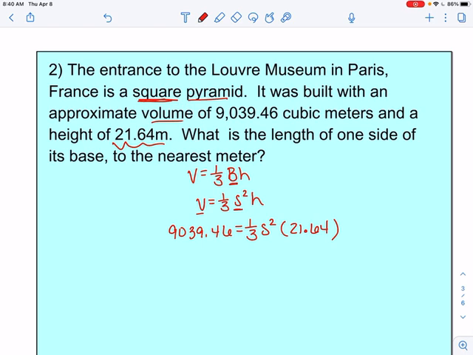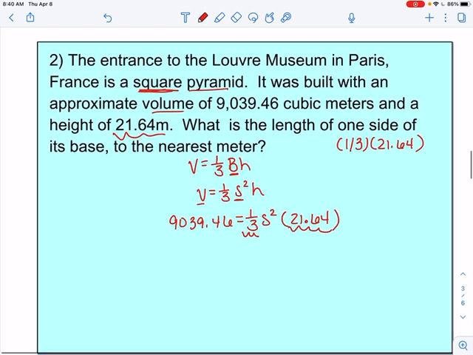Okay, so it does not matter what you do first here. It's all one and the same. What I would do is I would just simplify the right-hand side first. What does that mean? I'm going to take 1/3 of 21.64. So again, you can either do 1 divided by 3 times 21.64 in the calculator, or just take 21.64 and divide it by 3. It's going to give you the same answer, so it does not matter. So I'll bring down that 9,039.46. And when you do this on the calculator, you should get an answer of 7.21 times s squared.